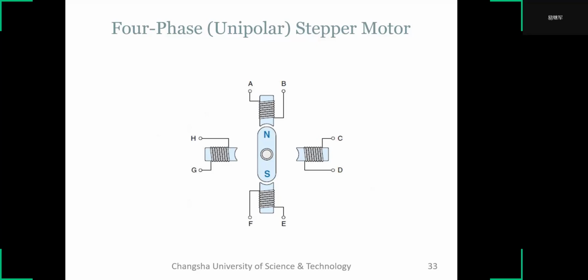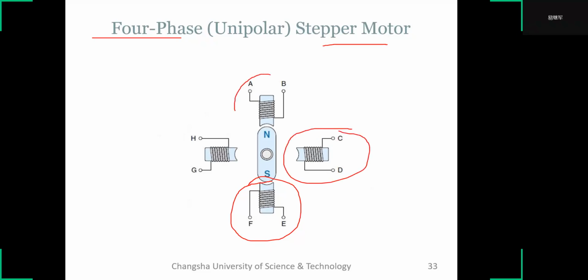This is a four-phase step motor. This produces a magnet, this produces a magnet. This is a four-phase step motor, which means it has four different magnetic fields.